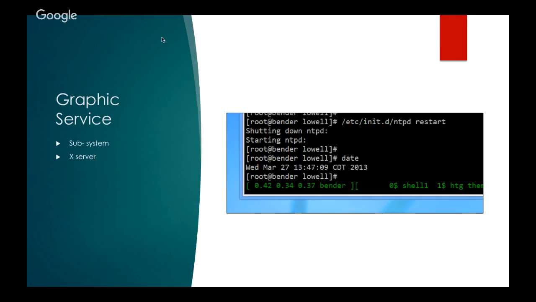And the fourth one is the graphic service. It's a subsystem as well, and some engineers will call it the X server. It works to do graphic operations in Linux. So it looks like how it should be in Linux, as the image shows.